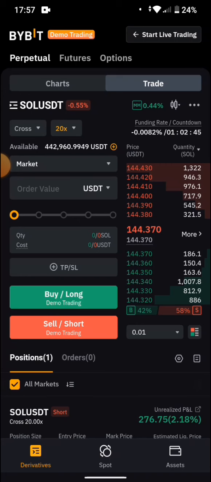In this video, I'm going to explain the difference between a stop loss order and a liquidation price. These are two important things you need to know as a beginner or a professional trader in the crypto space.